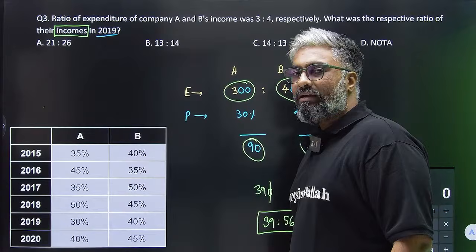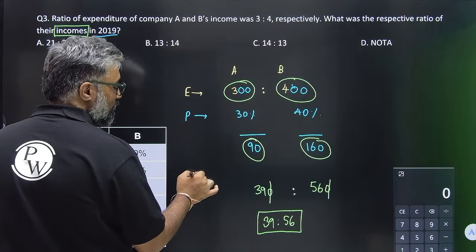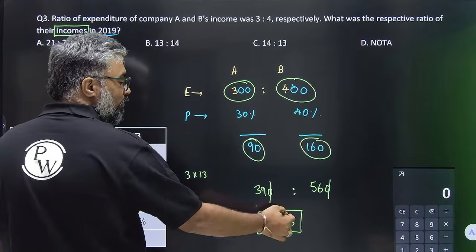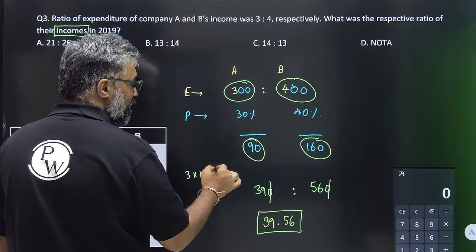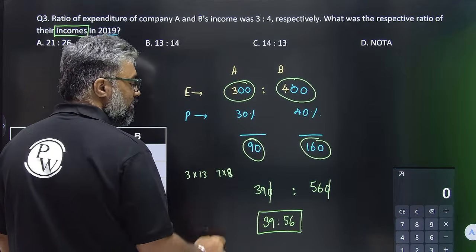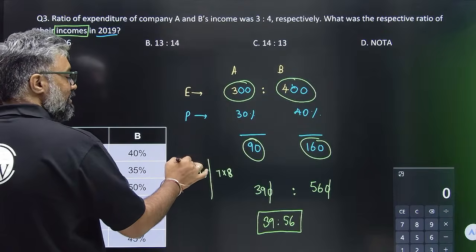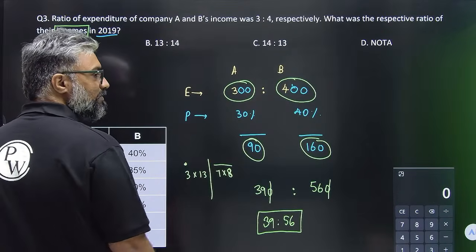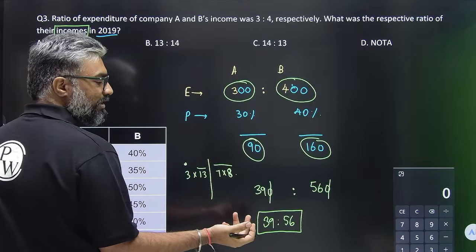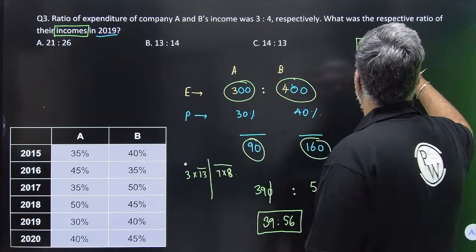What are the factors of 39? 39 is 3 into 13, correct? Prime factorizing, what's 56? 56 is 7 into 8. 8 is nothing but 2 cubed, so I'll just write it as 8, doesn't really matter. Is there anything in common here? There's a 3 here, there's no 3 here, nor a number divisible by 3. There's a 13 here, both of these numbers are not divisible by 13. So this is the final ratio, which is option D, none of the above.